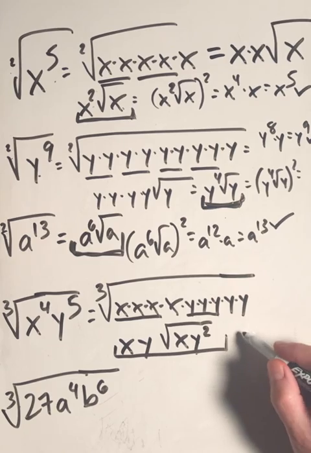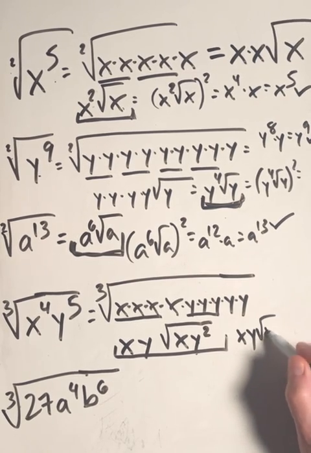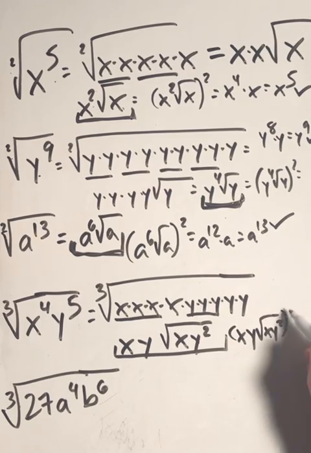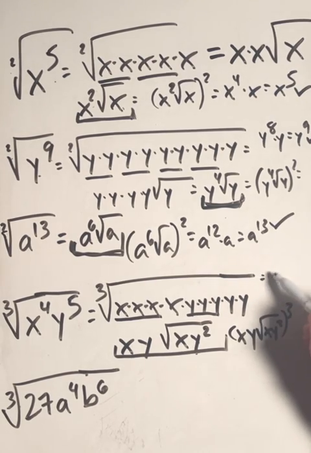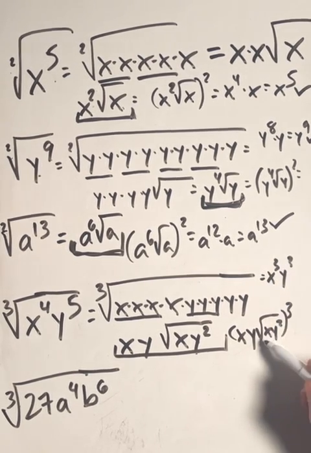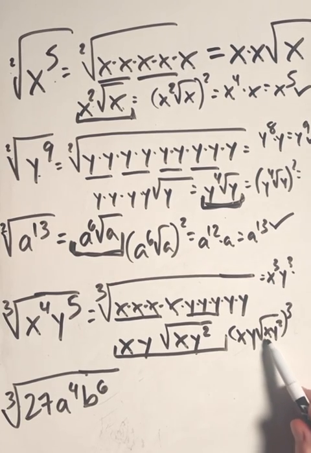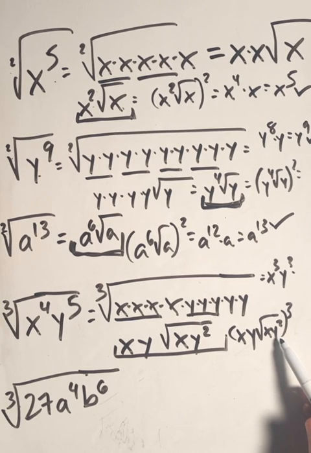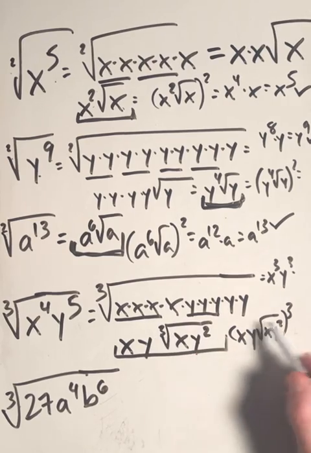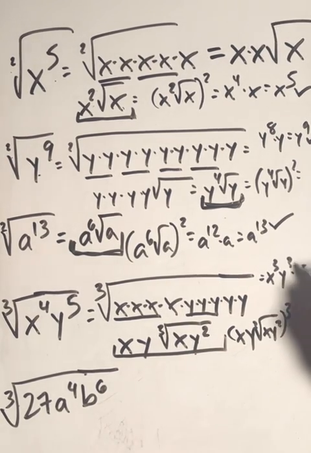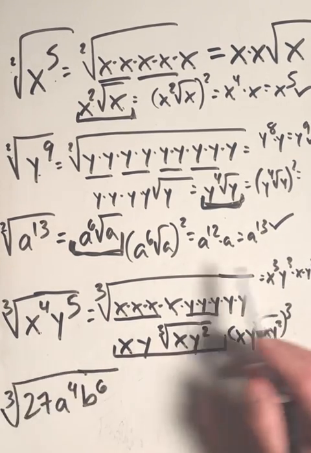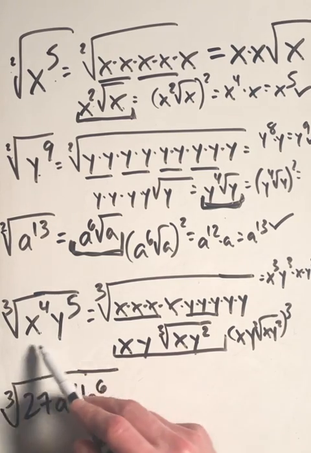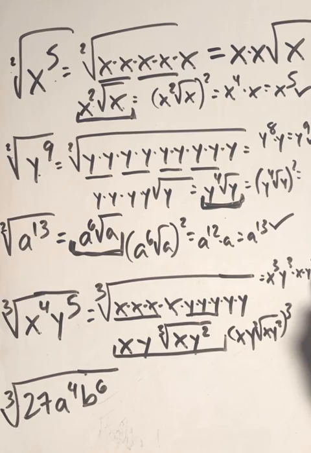To check that, I would raise this whole thing to the power of the index, of 3, and it should be correct. So xy to the 3rd power, well, that would be x to the 3rd, y to the 3rd. And then I'm going to multiply that times the cube root of xy squared to the third power, sorry, that would just be xy squared. So x to the third times x would be x to the fourth. Y to the third times y to the second would be y to the fifth, and that was my original radicand, so I know I have simplified this properly.